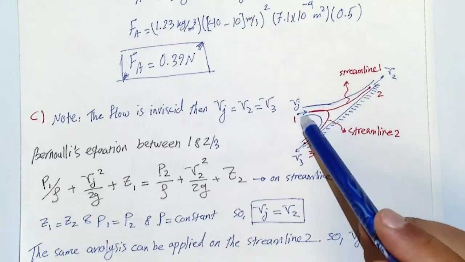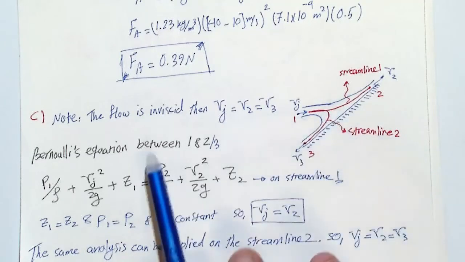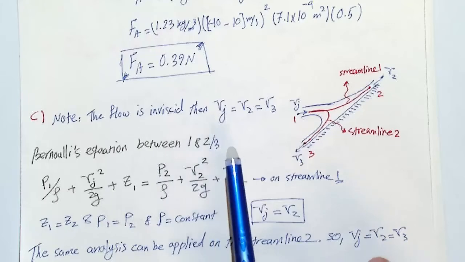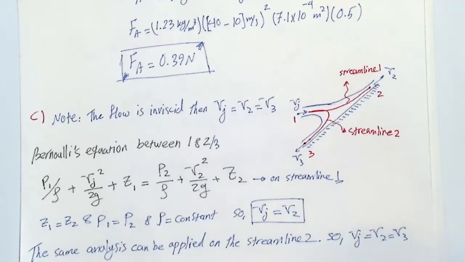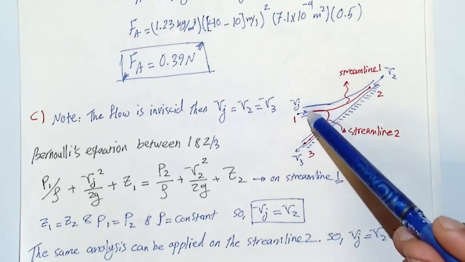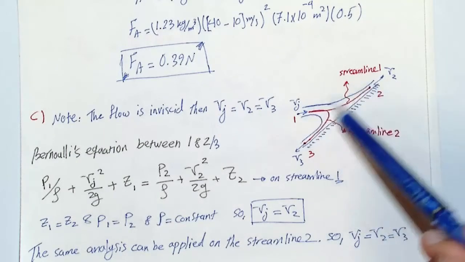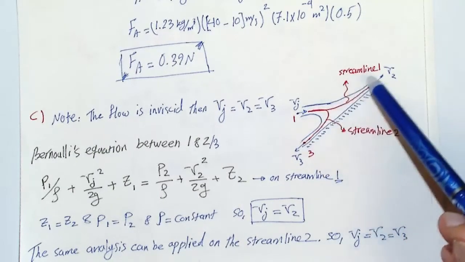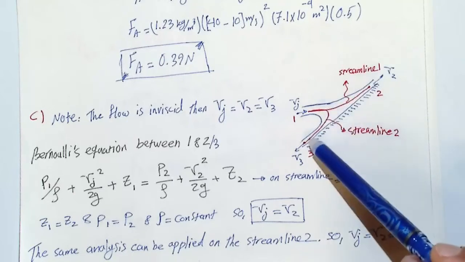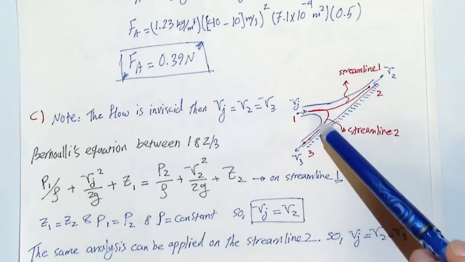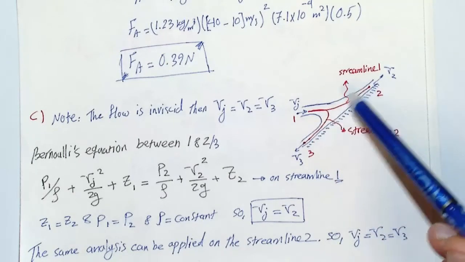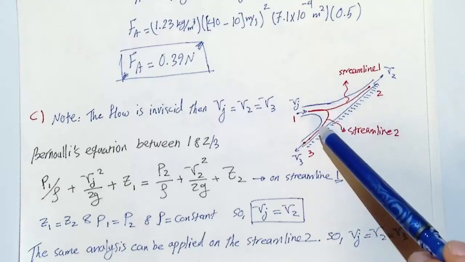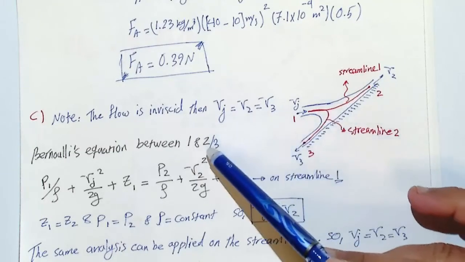So that's my input. You found out that if it's inviscid and the flow is incompressible, and also along the streamline with the steady state condition, you can apply Bernoulli, right? So the only thing you have to do is assume two streamlines here. One streamline passing here and one streamline here. Okay? So between point 1 and 2 or point 1 and 3, you can apply Bernoulli. But let's say between 1 and 2.